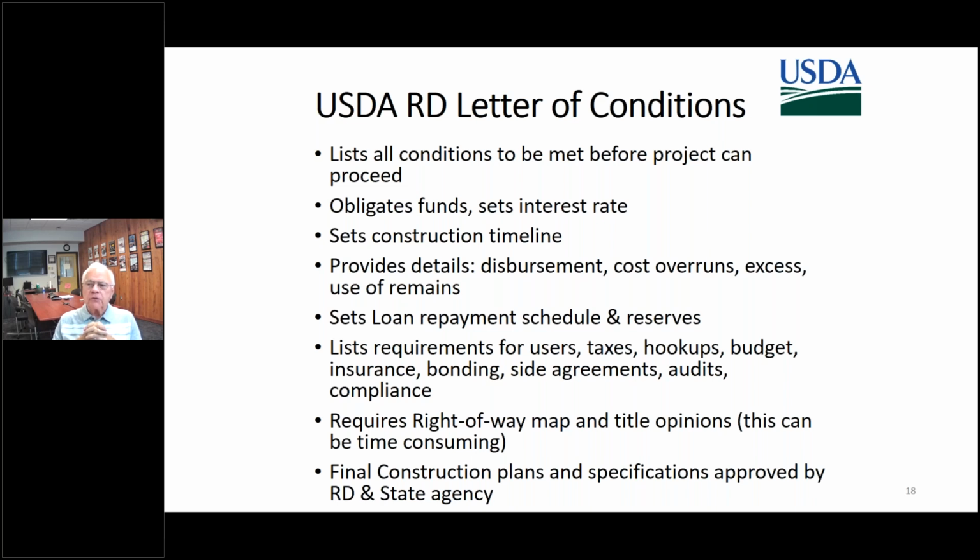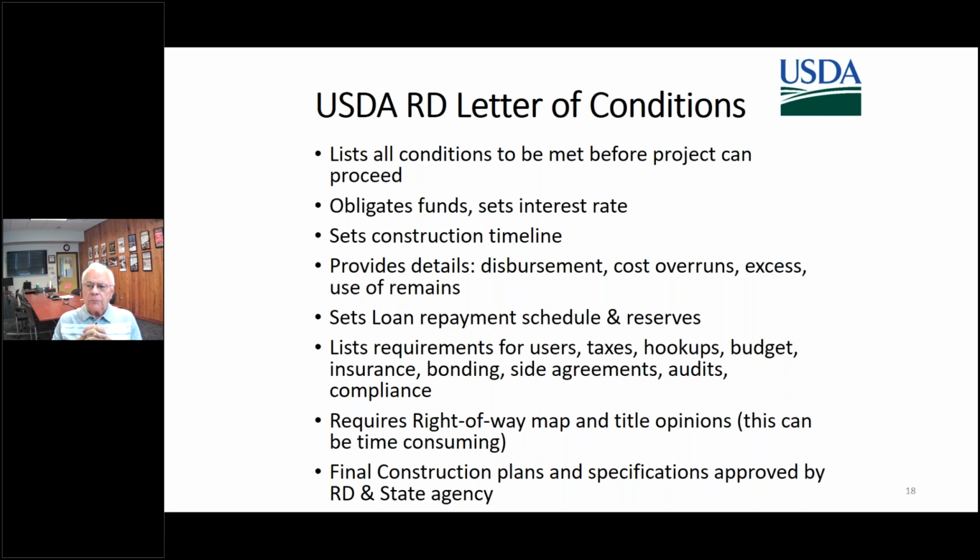It sets a construction timeline. It provides details on disbursement, cost overruns, excess use of remains. It sets the loan repayment schedule and reserves. It lists requirements for users, taxes, hookups, budget, insurance, bonding, site agreements, audits, and compliance. A lot of requirements. It requires a right-of-way map and title opinions, and this can be a time-consuming step.